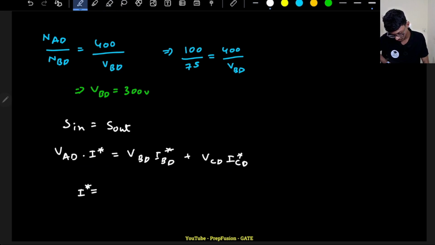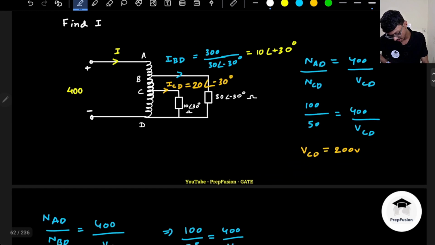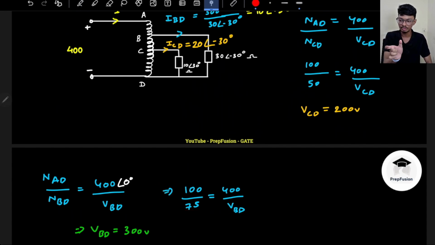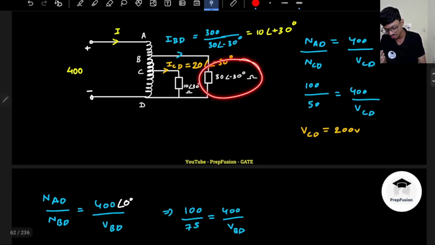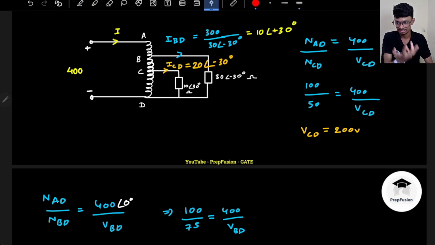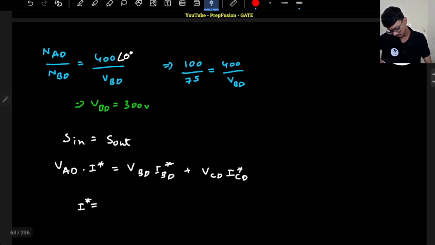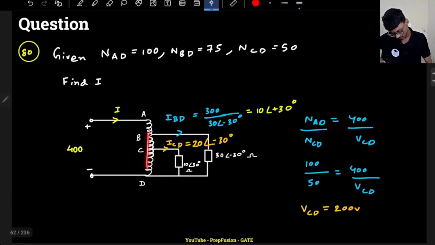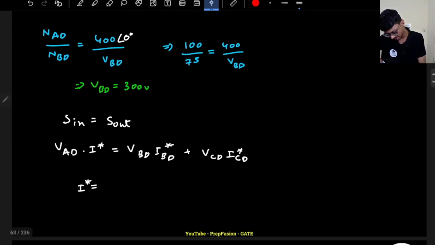What will be the expression for I conjugate? What is VBD? The assumption is my supply is 400 angle 0 degrees. So all the other voltages also will be angle 0 only, because there will not be any phase difference, because they are just a constant multiple of the turns ratio. So the voltage will not have any phase difference, but the current will have phase difference because the impedance has phase difference. Got it? What is VBD? VBD is this value, 300 volts. 300 into IBD conjugate.